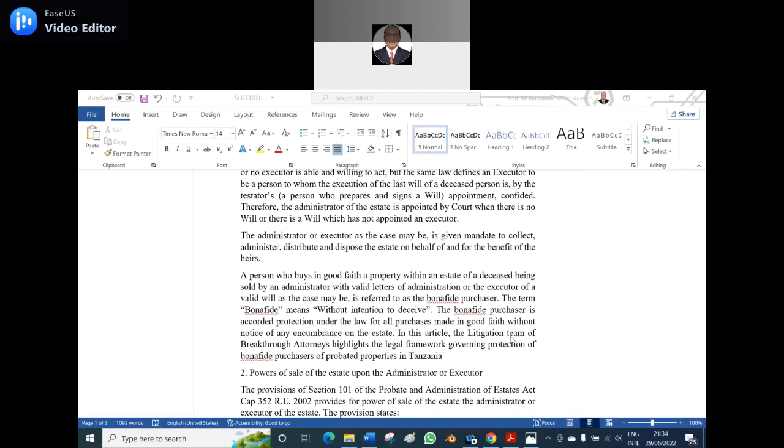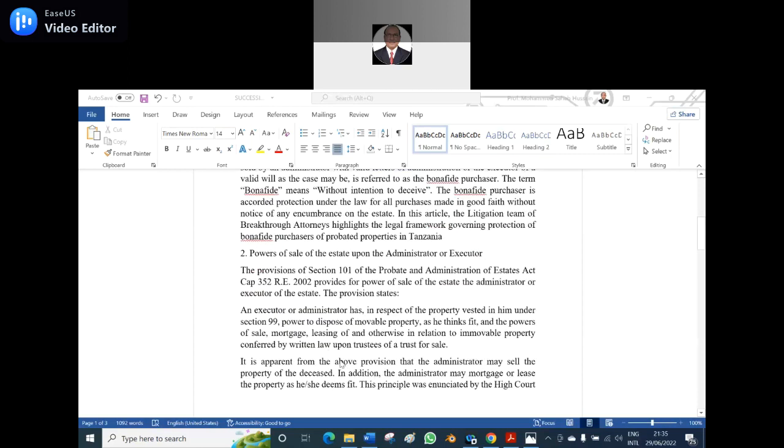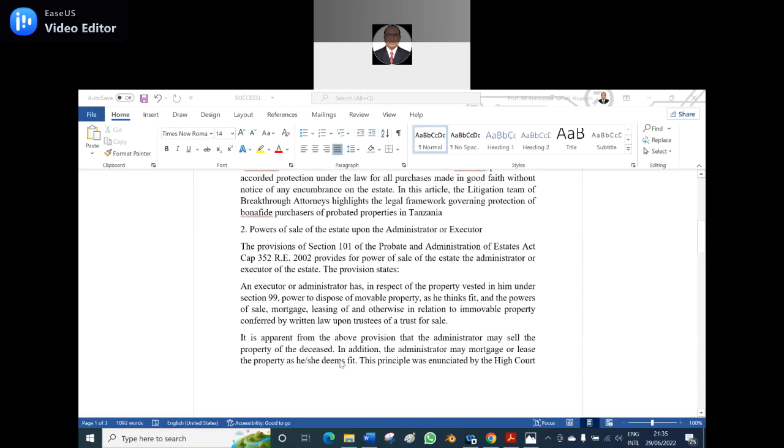In this article, the litigation team of Breakthrough Attorneys highlights the legal framework governing the protection of the bona fide purchaser of private properties in Tanzania. Yes, a bona fide purchaser has full rights, as if he is a real purchaser.